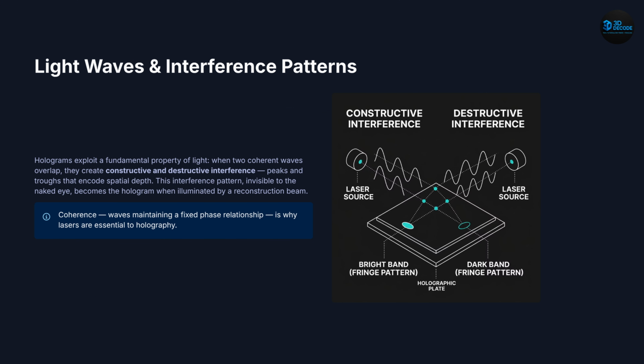Slide 7. Interference patterns. Holography relies on constructive and destructive interference. Where light waves reinforce each other, brightness increases. Where they cancel each other, darkness forms. This microscopic interference pattern stores the full light field of the object.